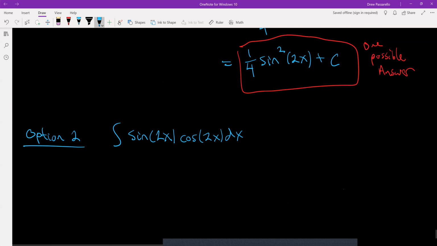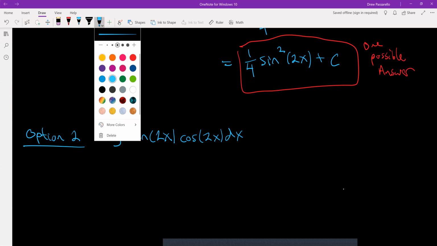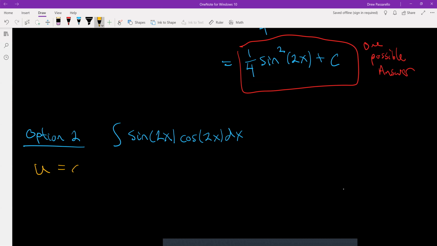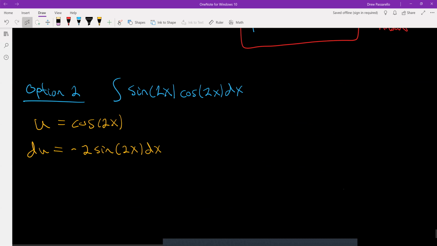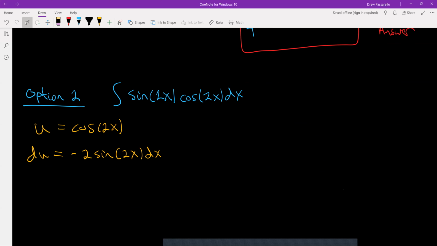That was letting u be cosine this time. And then du turns into -2 sine of 2x. Right, because earlier we had 2 cosine 2x, but for this one, we take the derivative of cosine, it turns into negative sine, so it'd be -2 sine of 2x, which then you would make this -1/2 du. You put a sine of 2x dx.